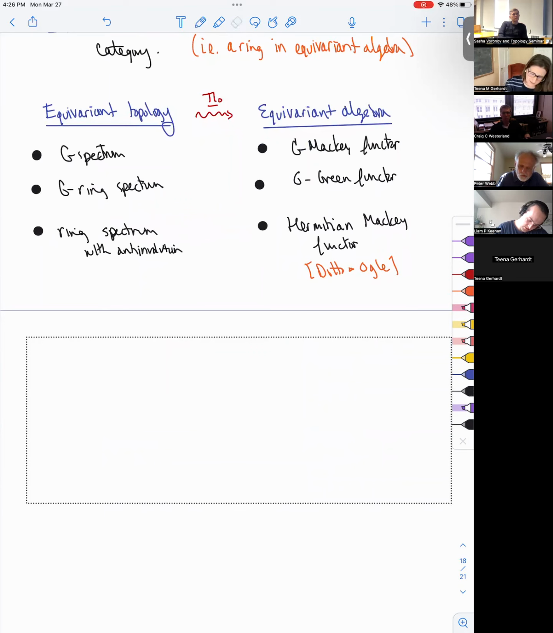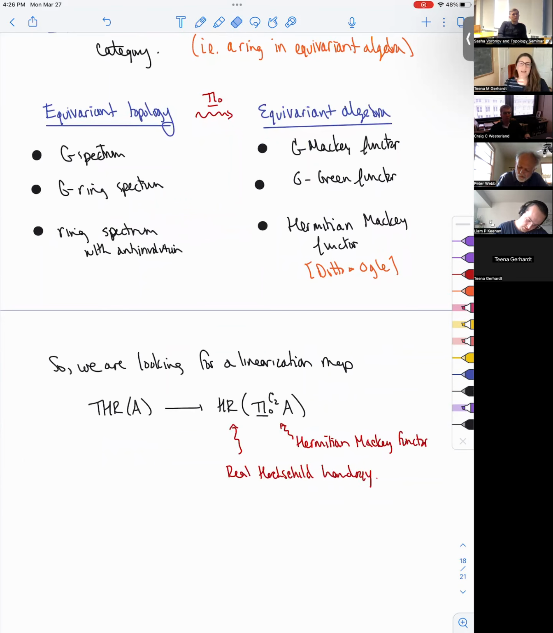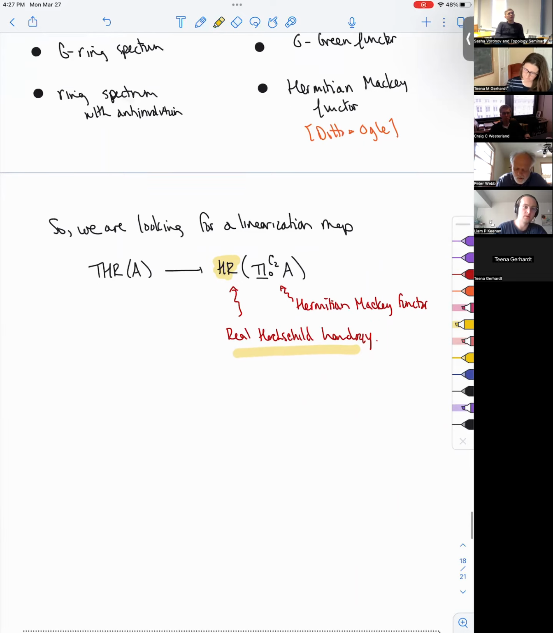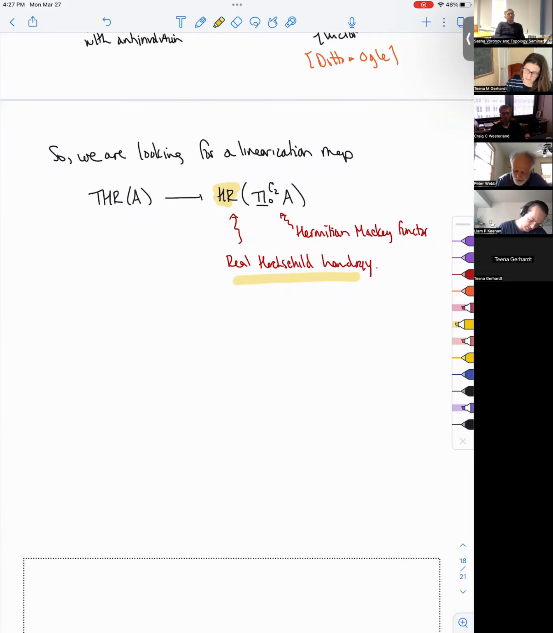Okay, so what does it mean? What are we looking for? I guess what I'm looking for when I talk about my algebraic analog of THR is I want it to take as input a Hermitian Mackey functor. And so I want some theory of real Hochschild homology. This is what I'm after, some theory of real Hochschild homology that will take as input one of these Hermitian Mackey functors. Okay, there's one missing piece before I can tell you what the definition is. The last missing piece comes from some work of Hill and Hopkins.